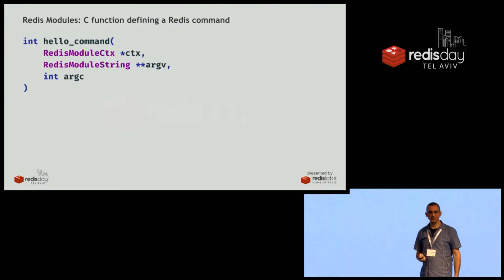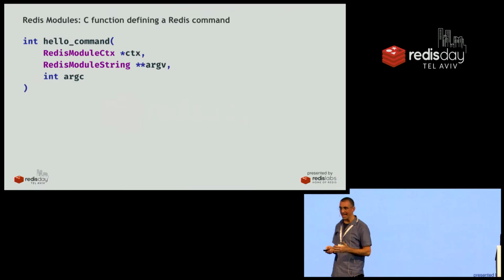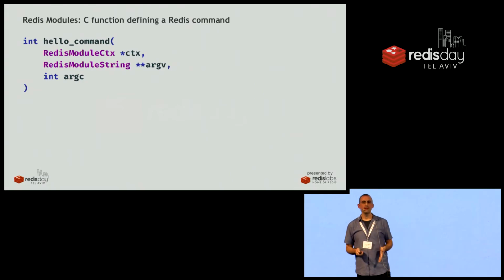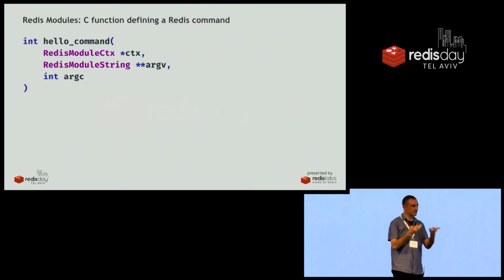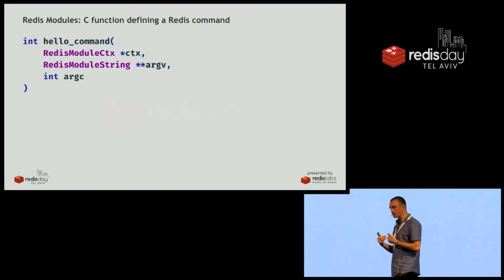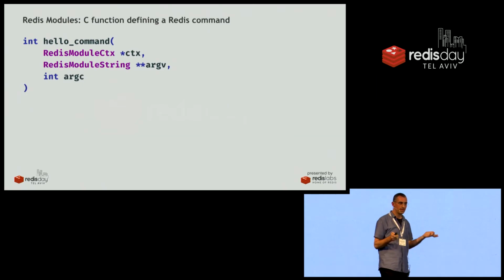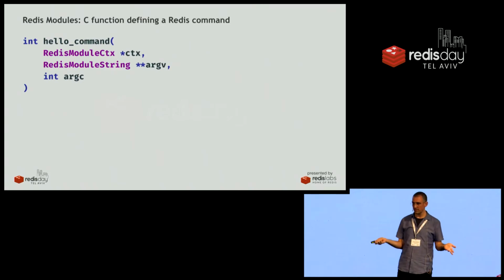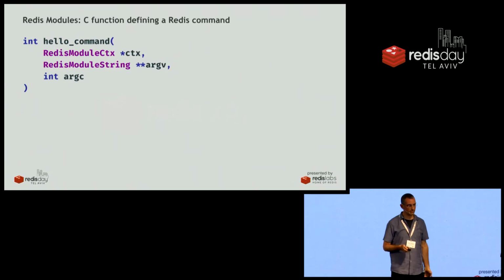One of the most common things we want to do in a module is add a new command to Redis. So Redis needs to be able to call our function when we give that command. We need to tell it, OK, we have a command named hello. We want you to call our function when that command is received. So we need to define a callback. And that callback, of course, has to follow C calling conventions, because Redis is written in C, and anything linked to it has to use C calling conventions.